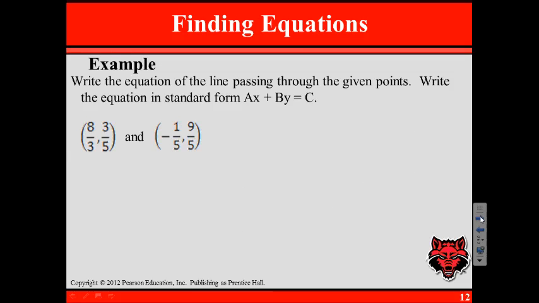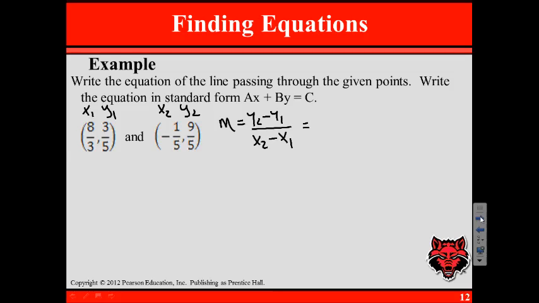Example, write the equation of the line passing through the given points. Write the equation in standard form, and here the generic standard form is given, ax plus by equals c. Now for this problem, we have 2 points. We can label them x1, y1, x2, y2. And because no information is given for the slope, we have to use these 2 points in order to find the slope. So we start with our slope formula. m equals y2 minus y1 over x2 minus x1.